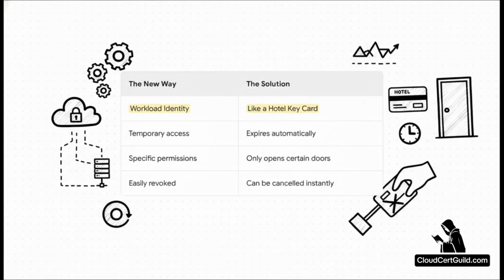The hotel key card is just the perfect way to think about this. You know how it works. A hotel key, well, it expires when you check out. That's temporary access. It only opens your room, not every room in the hotel. Those are specific permissions. And if you lose it, the front desk can just cancel it in a second. It's easily revoked. Workload identity is exactly that, but for your cloud applications.